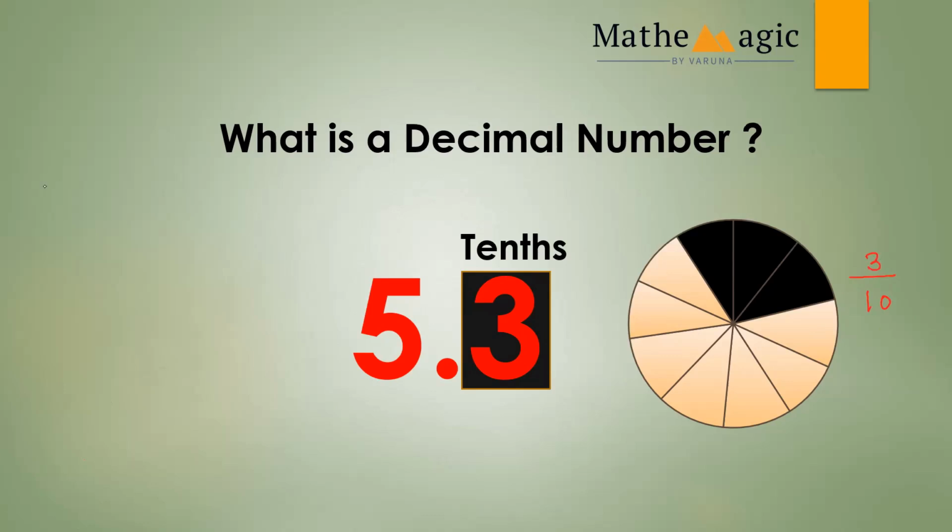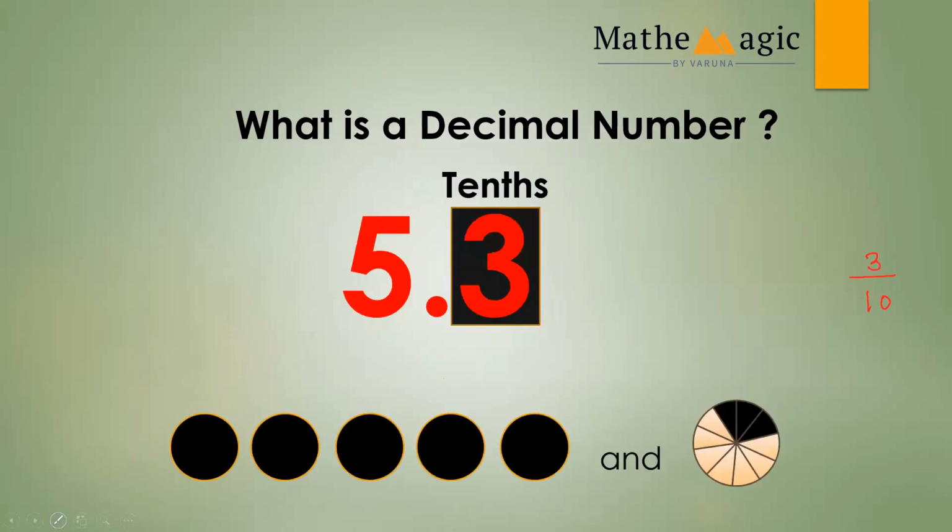So what does the number 5.3 visually represent? It represents that there are 5 whole parts. 5 is the whole number. So it has 5 whole parts and 3 as the fractional part, which is 3 tenths. So this is what the decimal number represents.